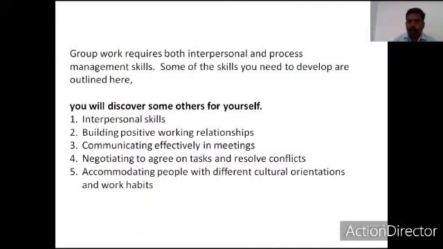And group work requires both interpersonal and process management skills also. Some of the skills you need to develop are outlined here. For example, you will discover some others for yourself. Interpersonal skills: you need to be aware, being a team leader or team head, that's a captain, they need to know about the interpersonal skills of all your team members and build positive working relationships.